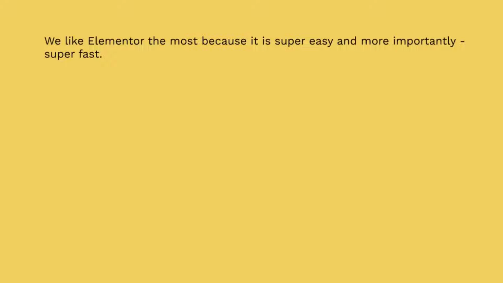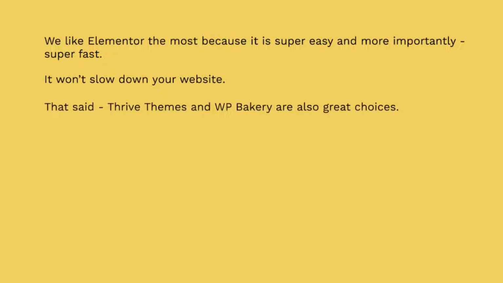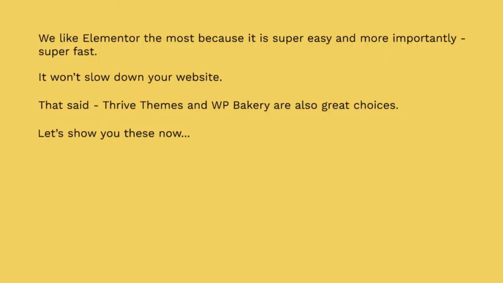One thing to note is that as you begin to add more plugins to your WordPress site, it will actually slow things down. So what we've done is when we've tested things, we found that Elementor has a lot of features, but it doesn't have a lot of coding. So it runs really, really fast and it won't slow your website down. With that said, Thrive Themes and WP Bakery are really, really good choices. So let's hop on over to those websites and show you these in action.